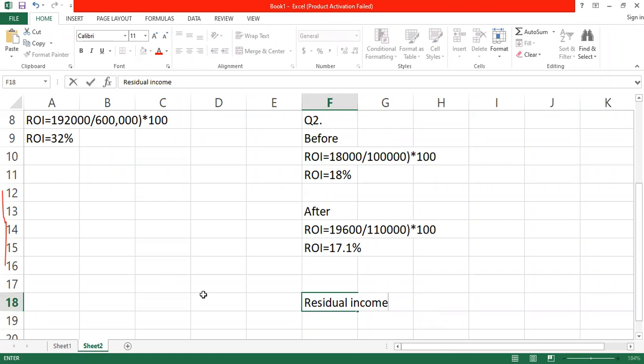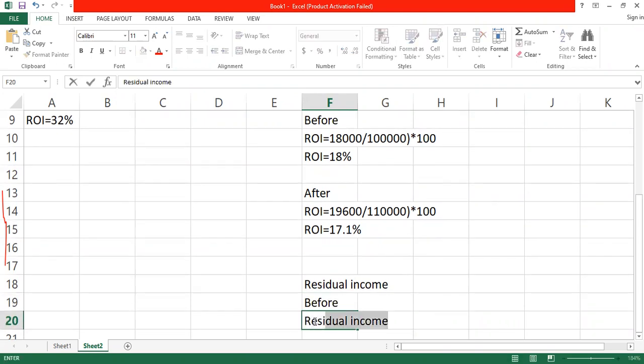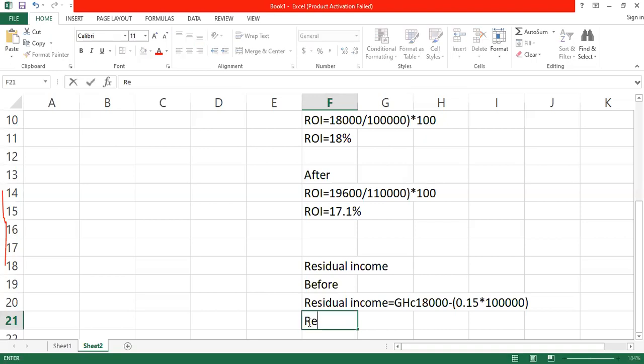Residual income will also do before and after, isn't it? Yes. So residual income will be equal to the profit, which is 18,000, am I correct? Yes. Minus the cost of capital. So the cost of capital will be in brackets. The cost of capital is 10%, right? 15%. Okay, so that will be 0.15 times the investment, the money that we have. The investment is what? It's 100,000. Yes. So if you calculate it, we are getting 15,000. So residual income will give us 3,000.